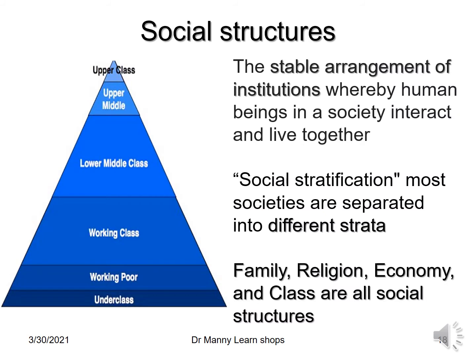Then we've got social structures. Social structures are a stable arrangement of institutions where human beings in a society interact and live together. Social stratification: most societies are separated into different strata. Stratification just means different levels. As you can see in the triangle, you've got the upper class at the top, upper middle class, lower middle class, working poor, and the underclass. However, the different strata can include family, religion, economy, and class. They're all forms of social structures, and there are more. These are just some.